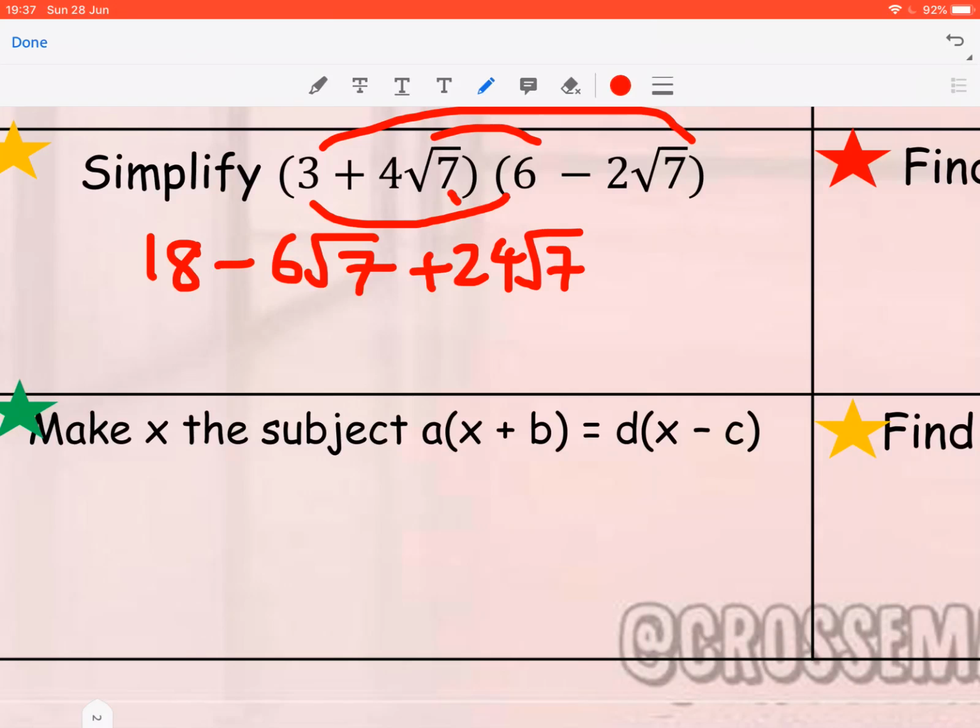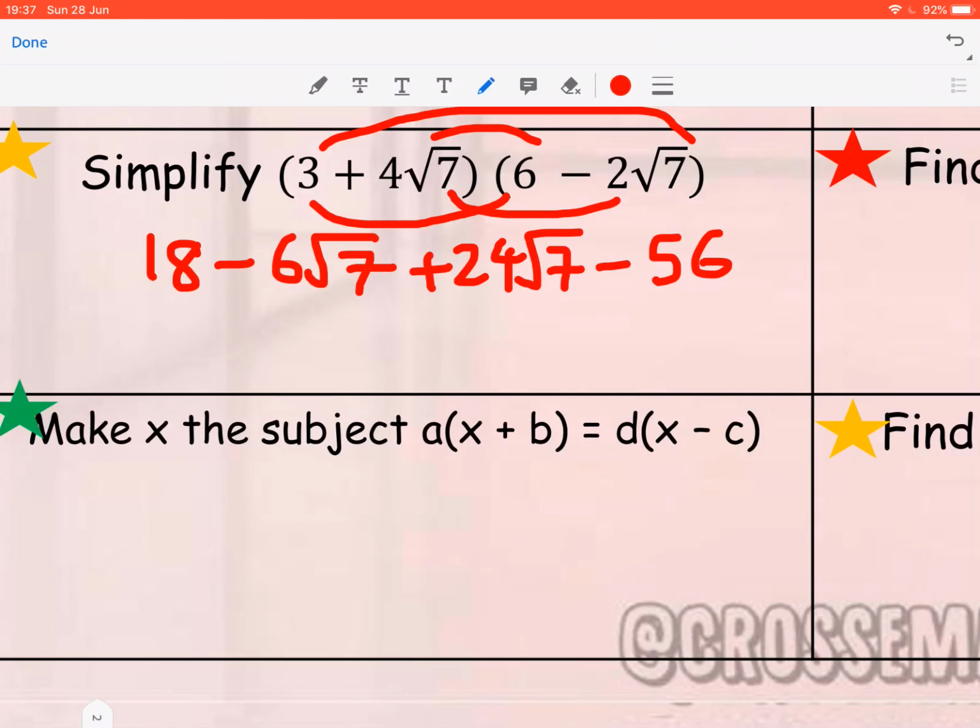Okay, and then my last two numbers, this is the difficult one, okay? It's going to be 4 times minus 2, which is going to be a negative. So 4 times minus 2 is minus 8. Root 7 times root 7 just gives you 7. 8 times 7 gives us 56. So my answer is negative 56. Okay, I've done that all in one bit, but you'd have to do it individually on the day.